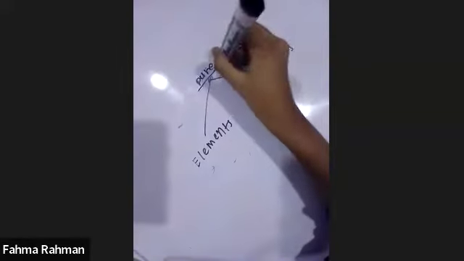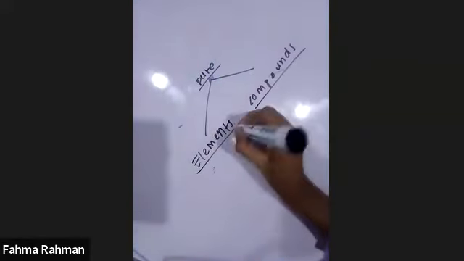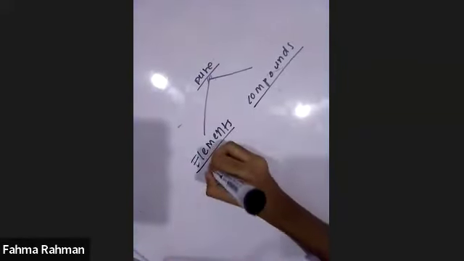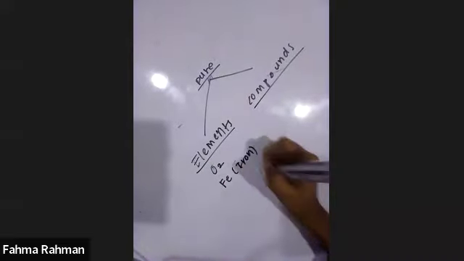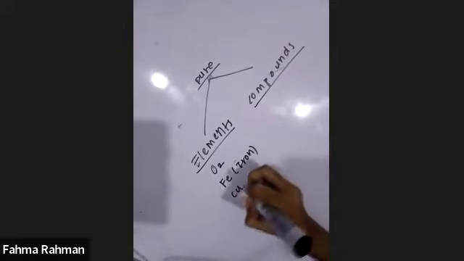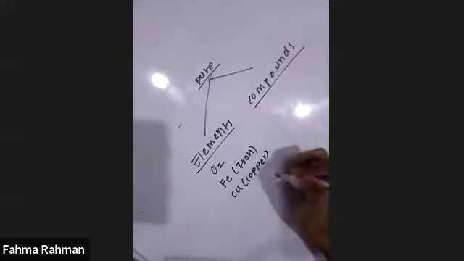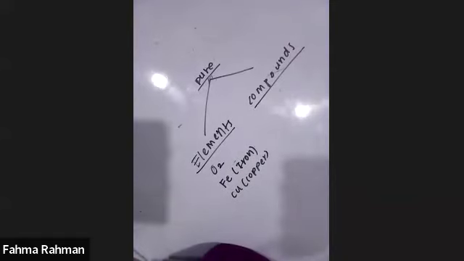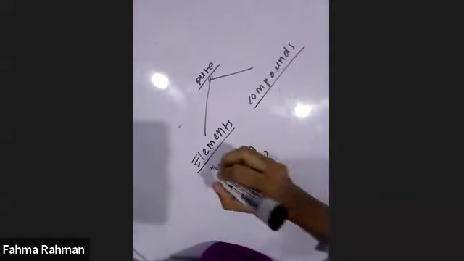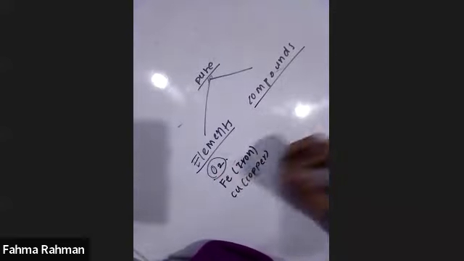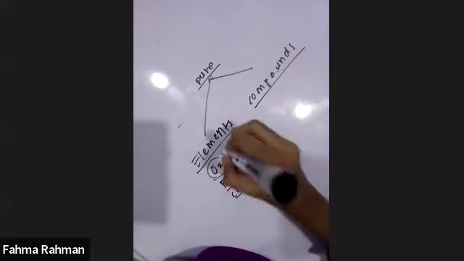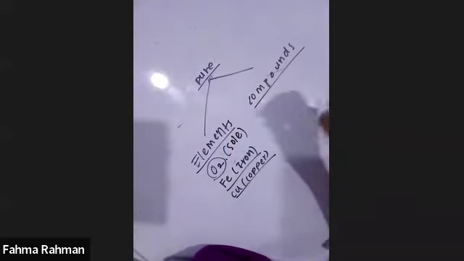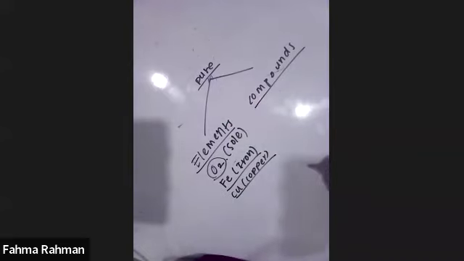Under pure substances, we have elements as well as compounds. We have many elements like oxygen, Fe, which is iron, you call it ferrum, and then copper. These are elements. Why? They are single, sole substances. Oxygen is just one gas, while iron is one metal. Copper is also a metal. They are just one. It isn't mixed with anything. Oxygen is just oxygen.